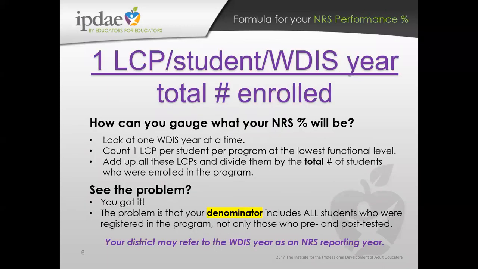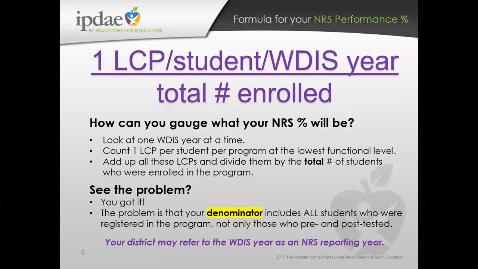Now, recall that in order to move our data, we must first and foremost keep the NRS formula in mind. Looking at the simplified version of the formula, I want you to remember that we are looking to gain a minimum of 1 LCP per student, per program, per WITIS year. To figure out our NRS performance percentage for a specific program, take the numerator in the formula and divide it by the total number of students who were enrolled in the program.